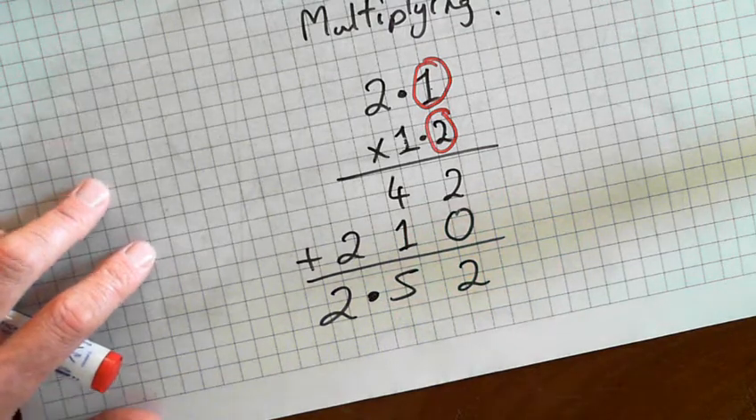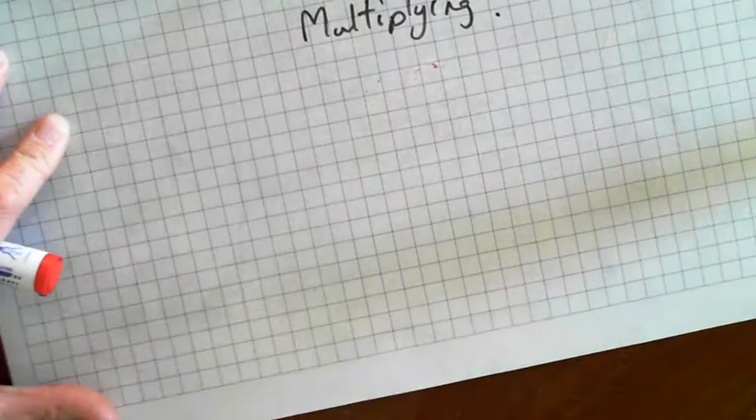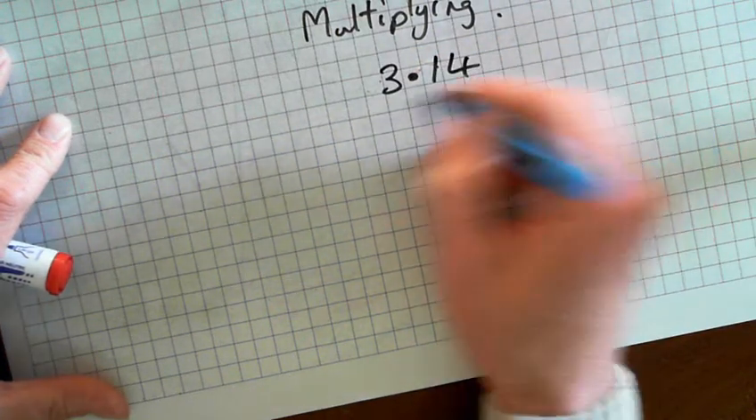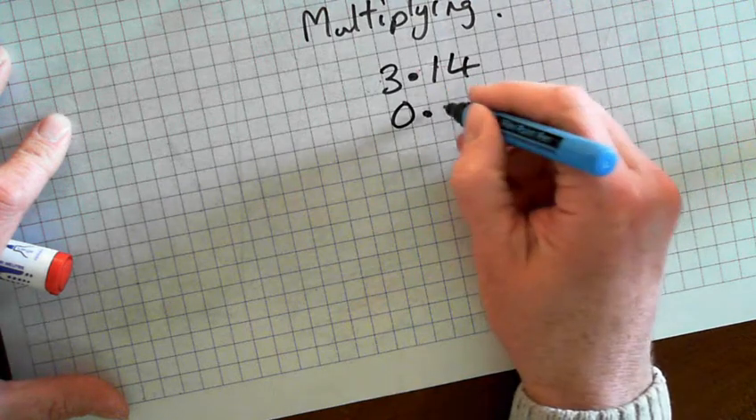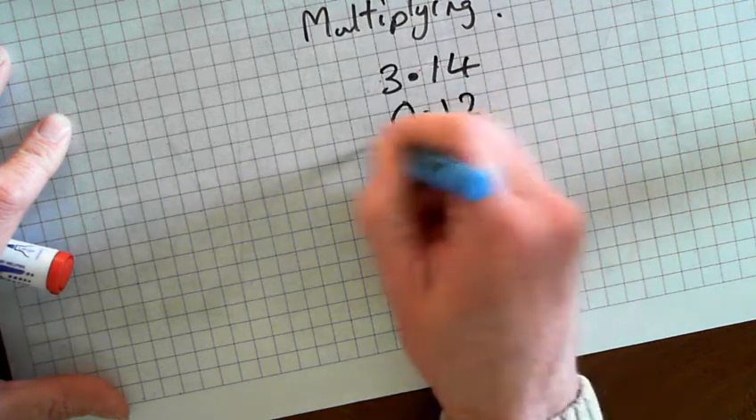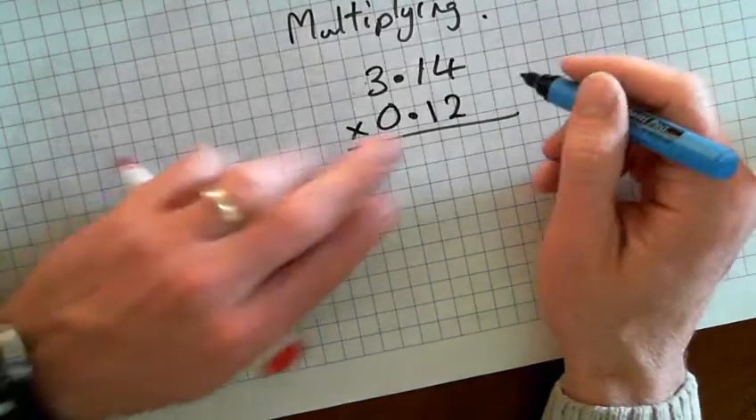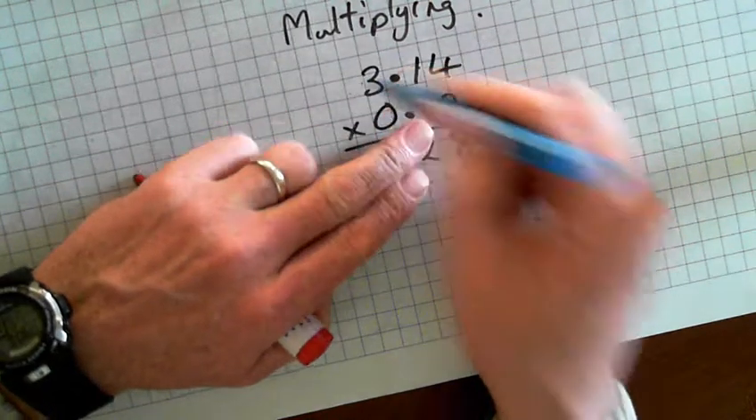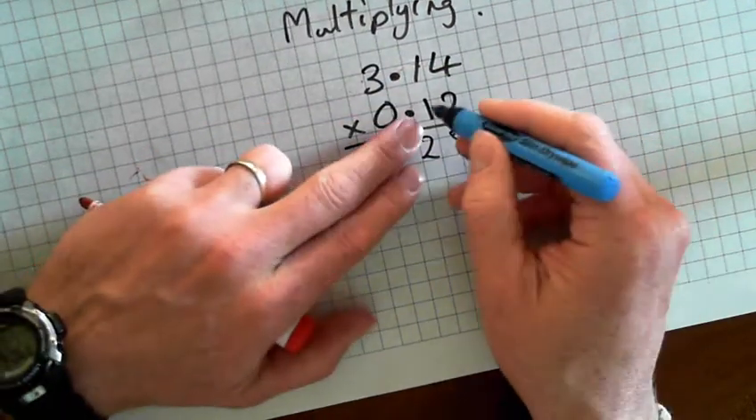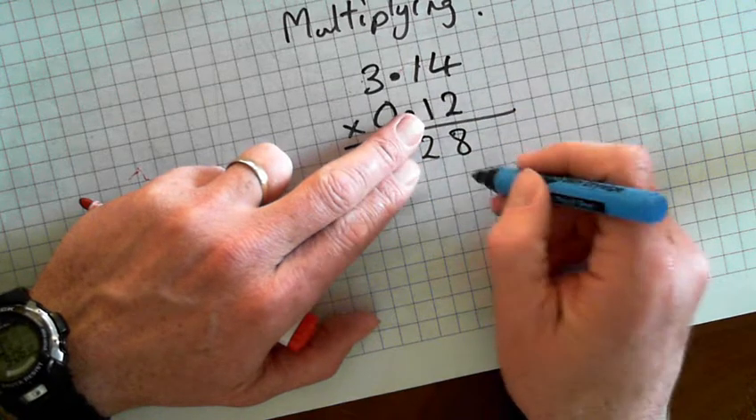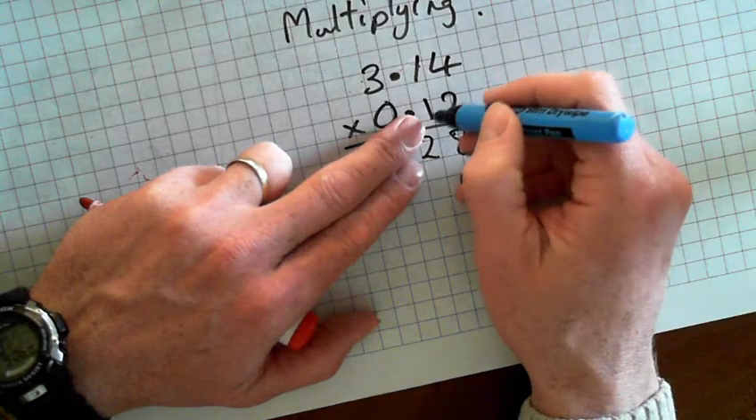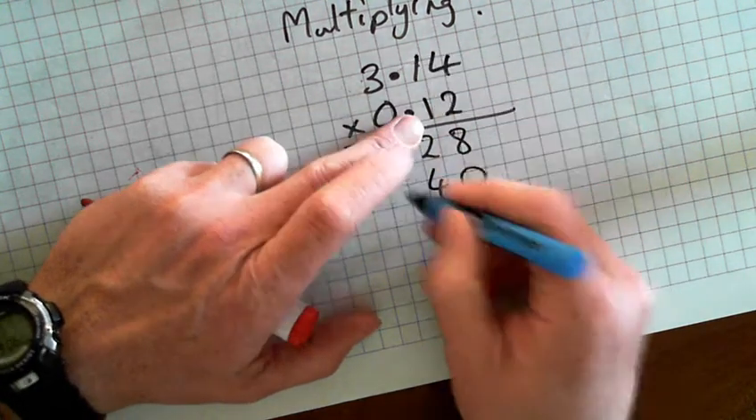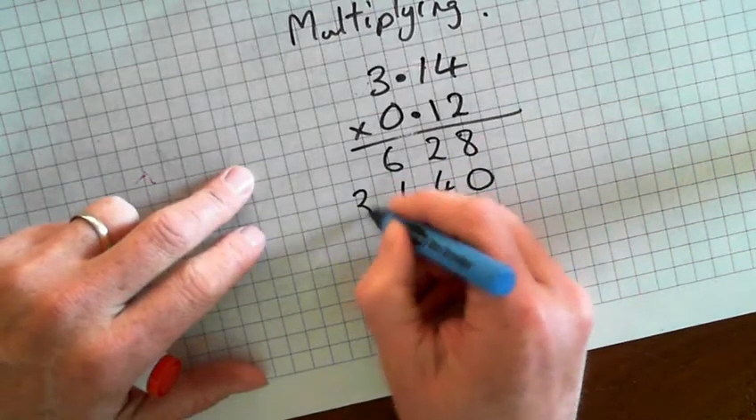There's the answer. Another example, multiply. So let's say we had 3.14 multiplied by 0.12. Keep looking up, lads. Multiply by the 2 first. 2 4s are 8. 2 1s are 2. 2 3s are 6. Now, we're multiplying by tens now. Multiplying by the tens, so I put a 0. 1 times 4 is 4. 1 times 1? 1 times 3? And then you put 2 zeros.